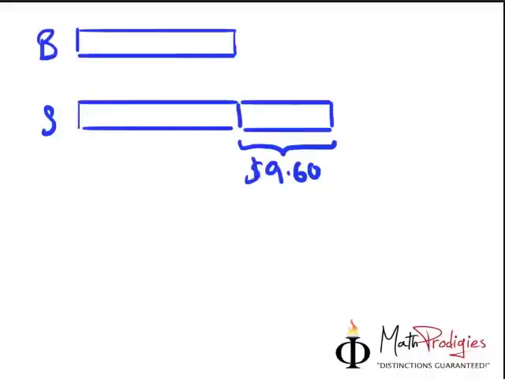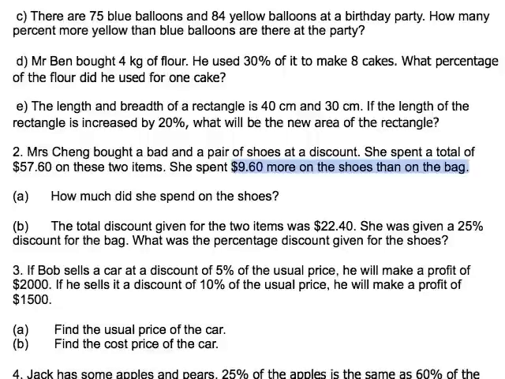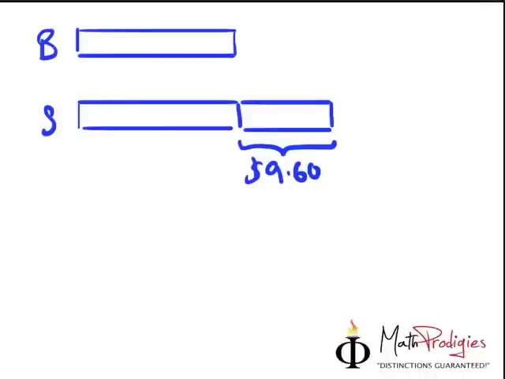Then we start adding more information. It says that she spent a total of $57.60 on these two items. So where would that go? That would go over here. The whole thing is $57.60. Now we're done with the model.